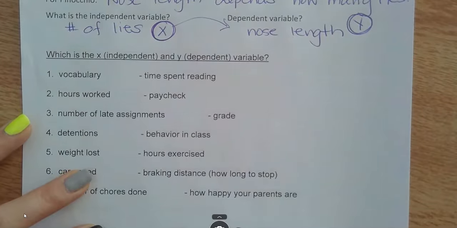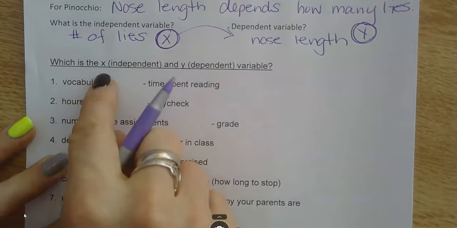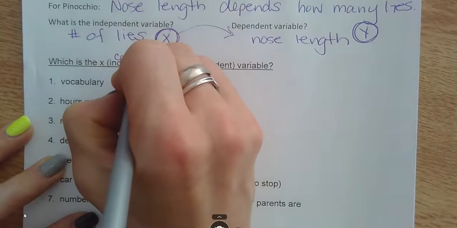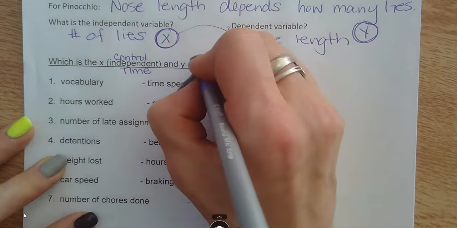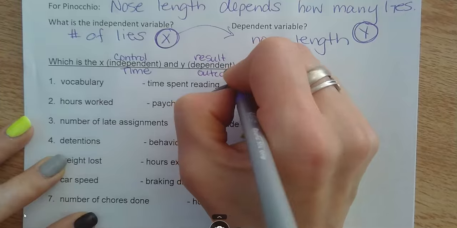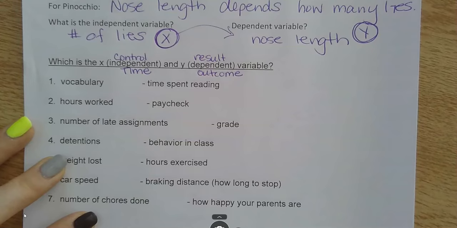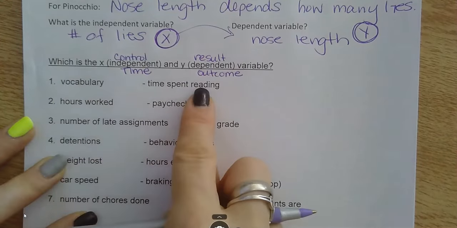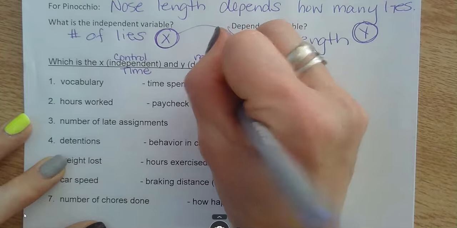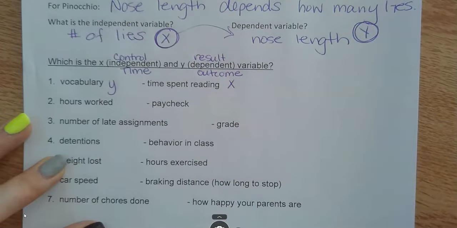Okay, so let's just read through these and decide which is x and which is y. I like to, again, next to x, put control or time. And next to y, I like to put result or outcome. And that helps me. Okay? So, vocabulary, how many words you know, how much time you spend reading. Well, the thing I can control is how much I read. The result or the outcome of that is how many words I know. So that would be y.